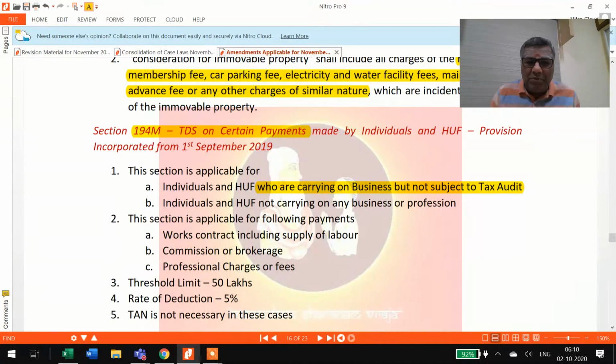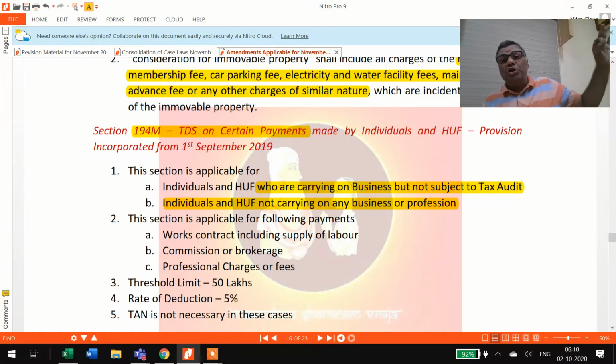Individuals and HUF not carrying on any business or profession. Okay, the people to whom it is applicable are individuals and HUF not carrying on business or profession: salaried, house property, capital gain. I don't have income under PGBP. You are covered under 194M, and also individuals and HUF whose gross turnover or gross receipt has not exceeded 1 crore or 50 lakhs as the case may be.